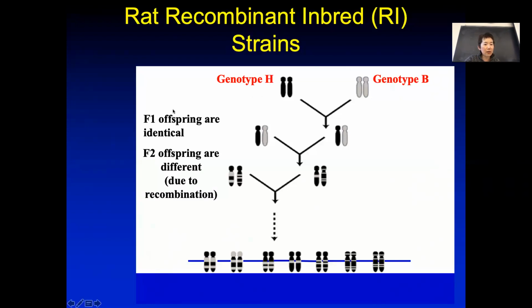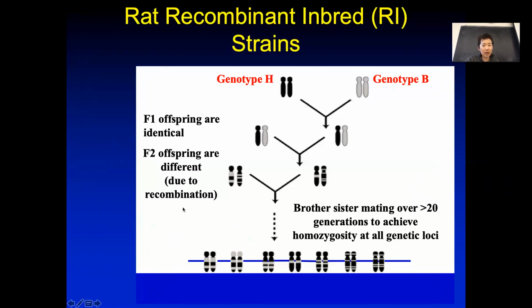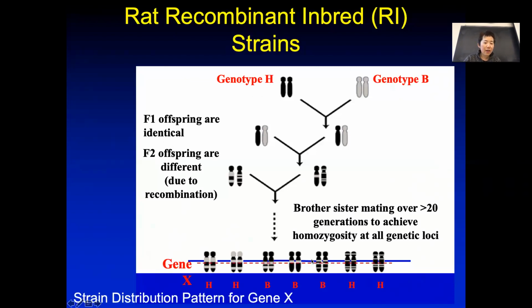And so the F1 offspring are identical. F2 offspring are different, but then you just keep crossing. And then at the end, you'll get a lot of these very, very homozygous loci. And so at this time, we can then do genotyping, like mouse genotyping at each location. For example, at one locus, you can ask how many of these offspring mice have the H allele, how many of them have the B allele.